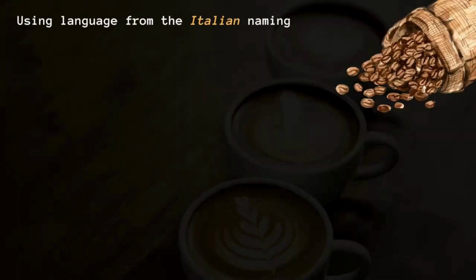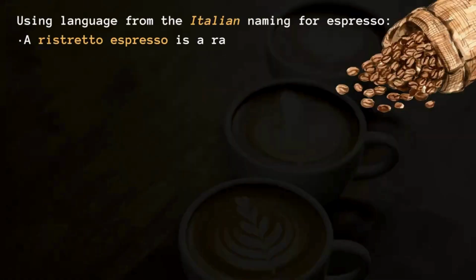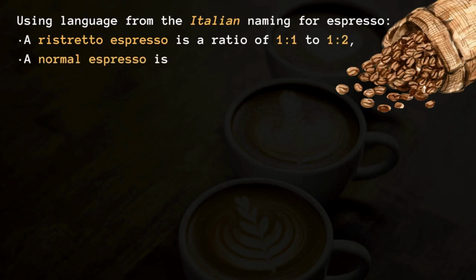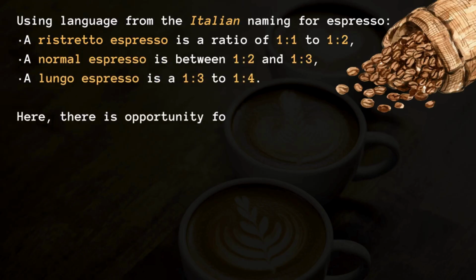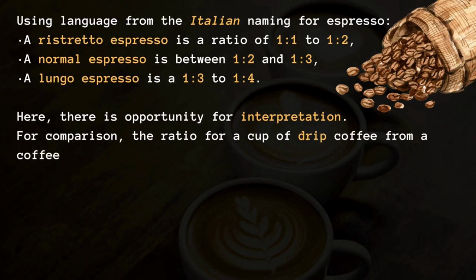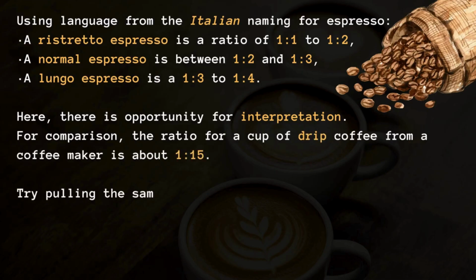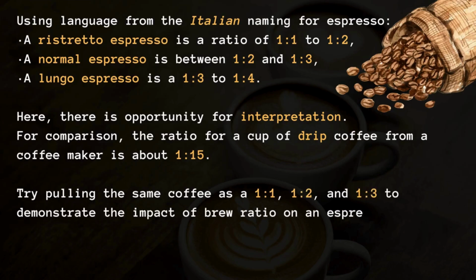Using language from the Italian naming for espresso, ristretto espresso is a ratio of 1:1 to 1:2. A normal espresso is between 1:2 and 1:3. A lungo espresso is a 1:3 to 1:4 ratio. Here, there is opportunity for interpretation. For comparison, the ratio for a cup of drip coffee from a coffee maker is about 1:15.